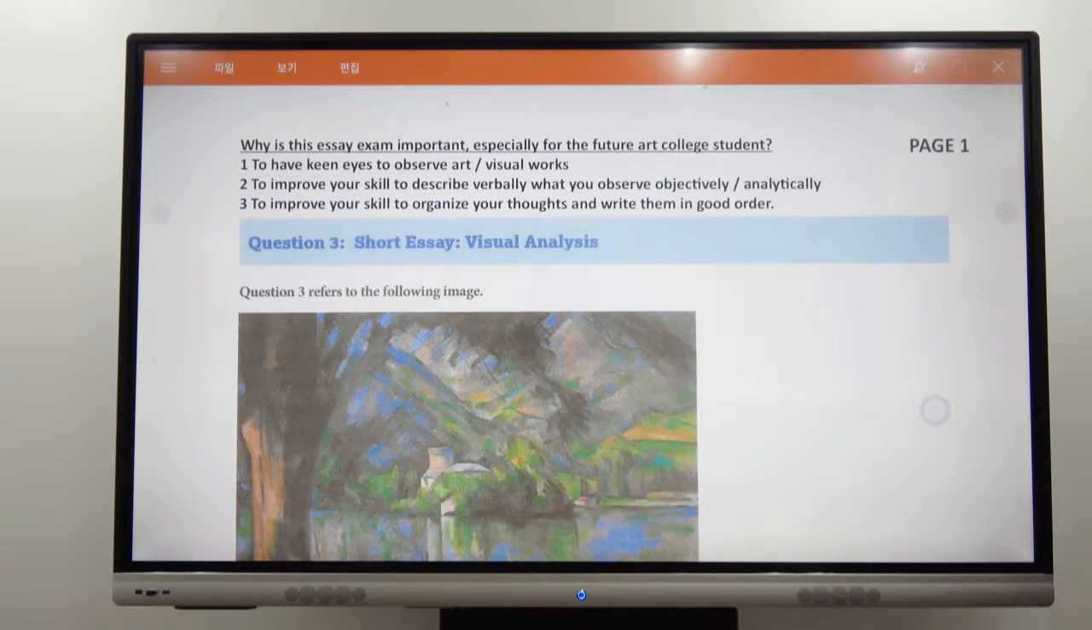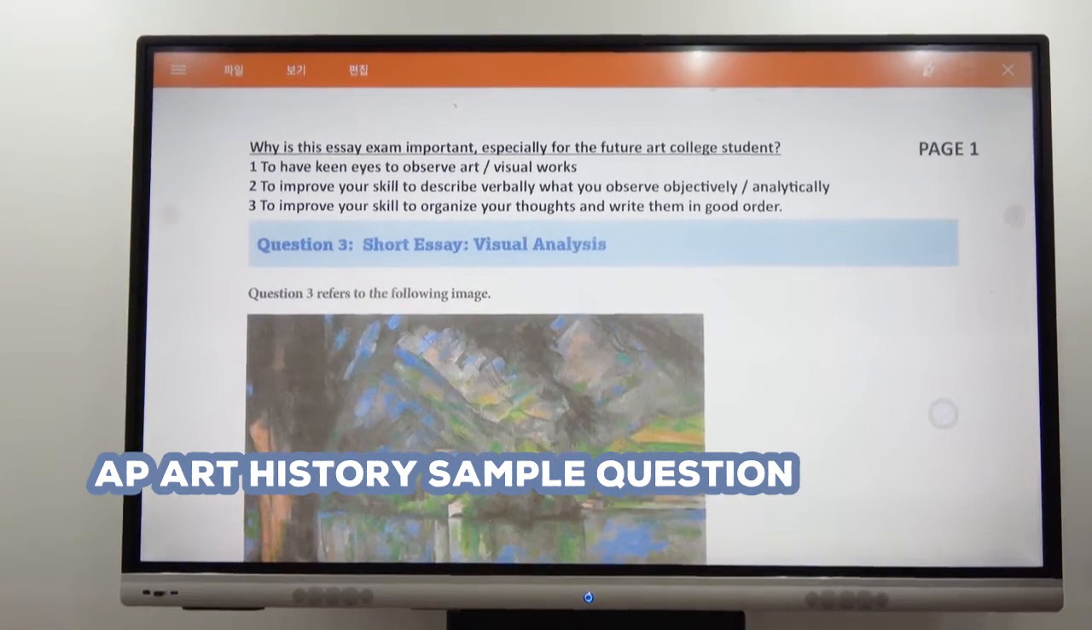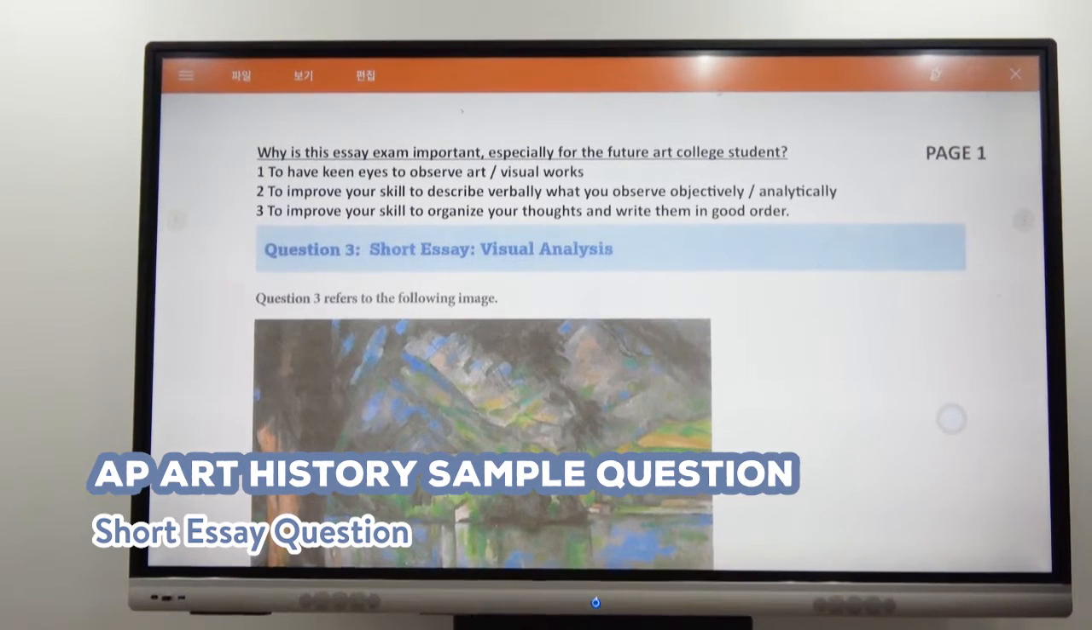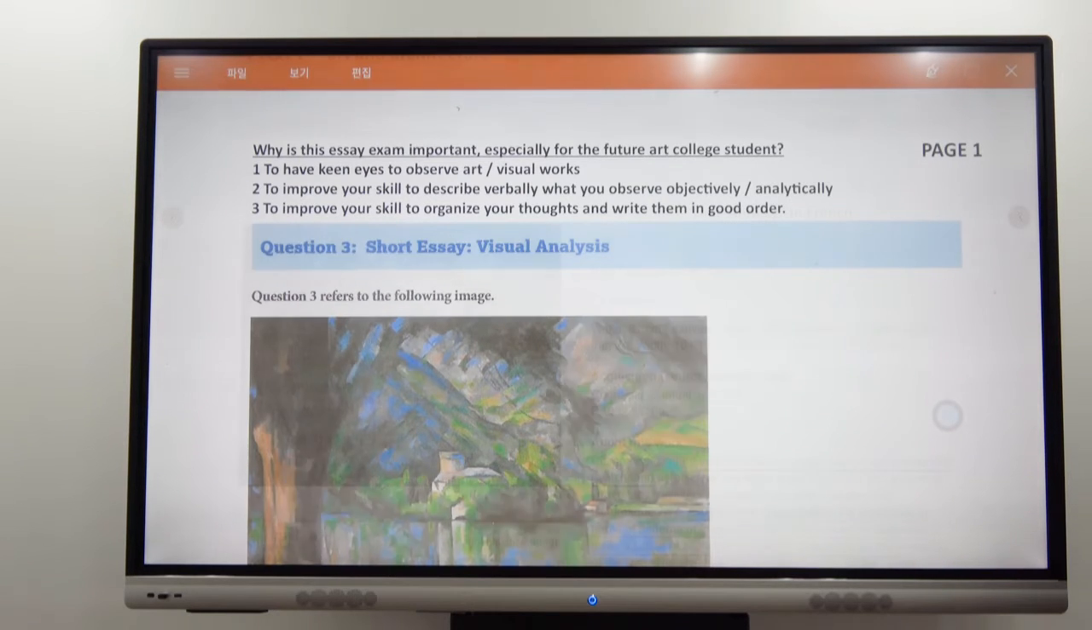Hello everyone. So this is the sample question that is excerpted from AP Art History. As you can see, it is a short essay question to analyze the artwork. Let's go to page number 2 and there is a brief explanation about this painting.